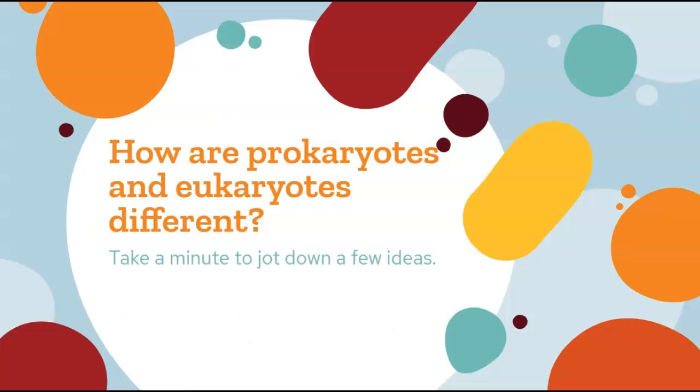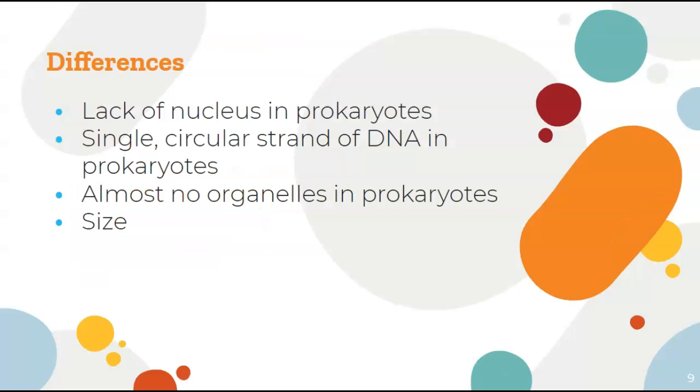So now let's think of how they are different. Again, pause the video, take a minute, jot down what makes these two cell types different. Here's what I came up with. Prokaryotes don't have a nucleus. Typically, the genetic info in a prokaryote is a single strand of circular DNA. And prokaryotes have very few organelles.